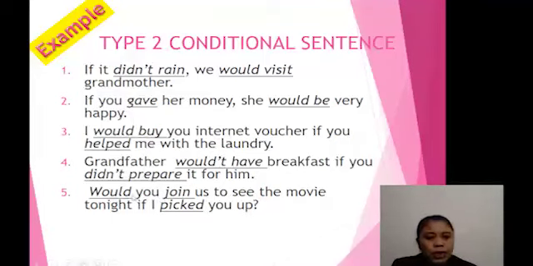Okay, would you join us? After would, subject, and then verb 1. Would you join us to see the movie tonight if I pick, sorry, verb 2 in the if clause, the past form. If I picked you up. Okay, so these are the examples of type 2 second conditional sentence. Understand? Okay, are you ready for the exercise? Yeah, very good.